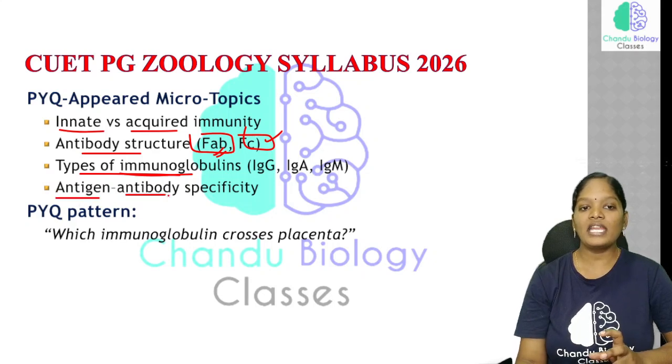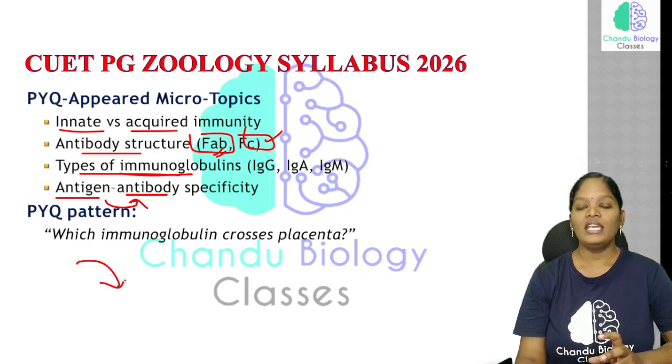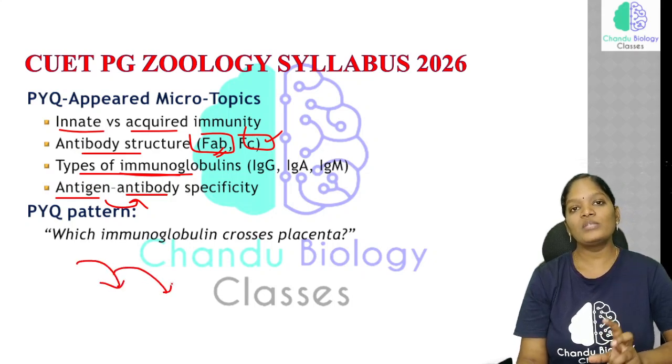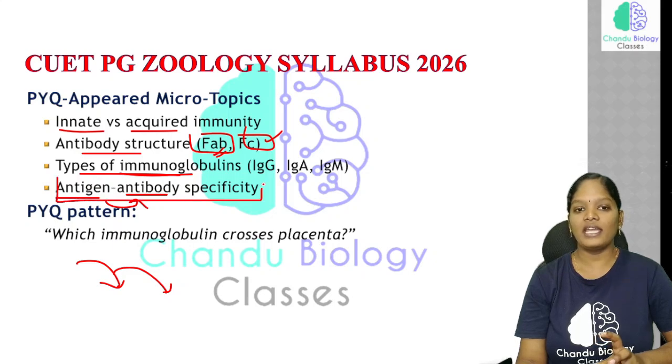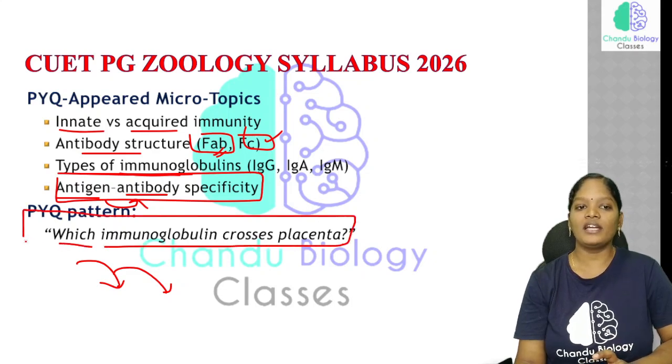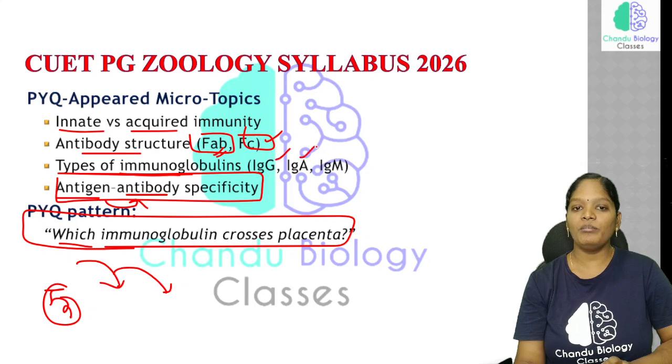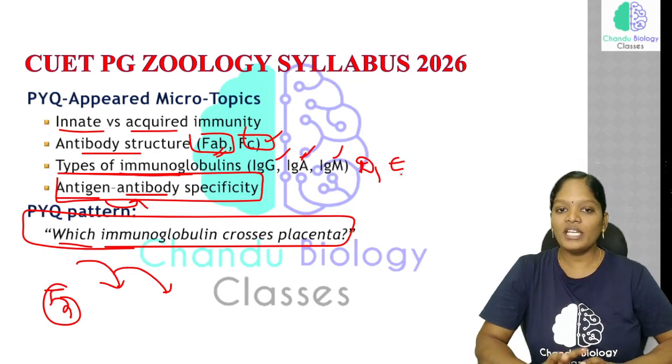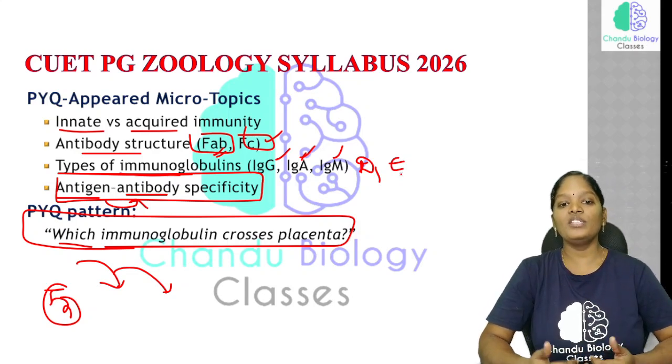And how antigen and antibody are specific to each other. If a certain antigen enters our body, it will bind only with a specific antibody. So that is antigen and antibody specificity. Which immunoglobulin crosses the placenta? Even though the concepts are very critical, the questions are very basic. We have 5 different types of antibody: IgA, IgG, IgM, IgD, and IgE. These are the 5 different types of antibodies. Among these 5 types, IgG has the capacity to cross the placenta.